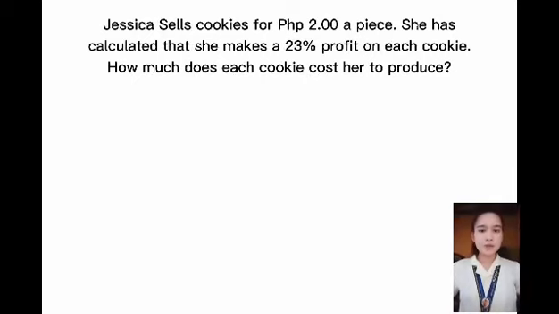Jessica sells cookies for 2 pesos a piece. She has calculated that she makes a 23% profit on each cookie. So the question is, how much does each cookie cost her to produce?